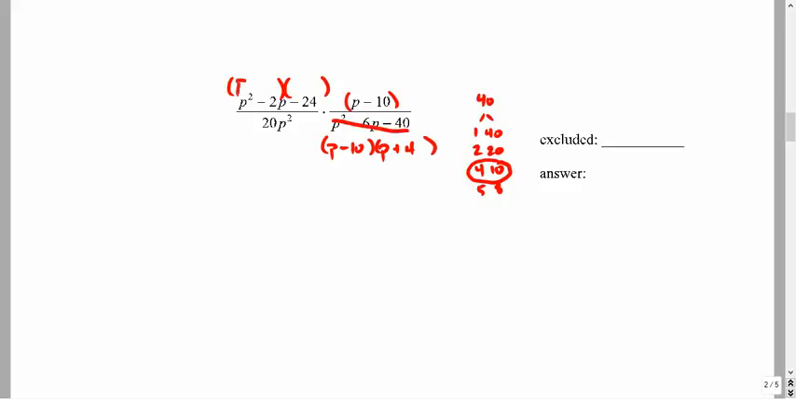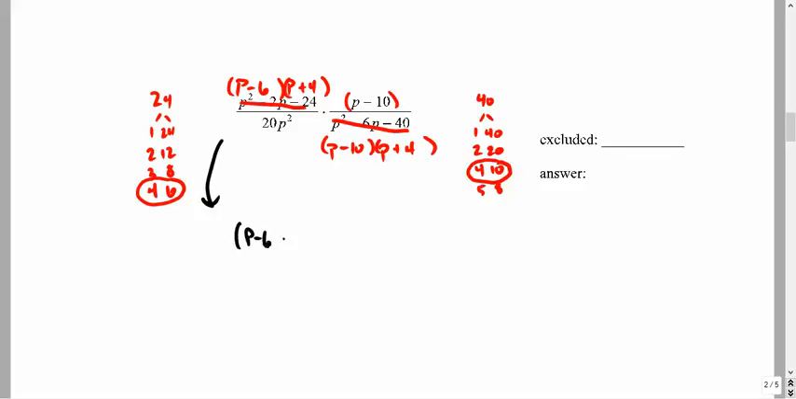Over here, break up the p squared. Factors of 24 that subtract to be 2. And there they are. So minus 6 plus 4. And once again, pretty messy. Come down here, clean it up.